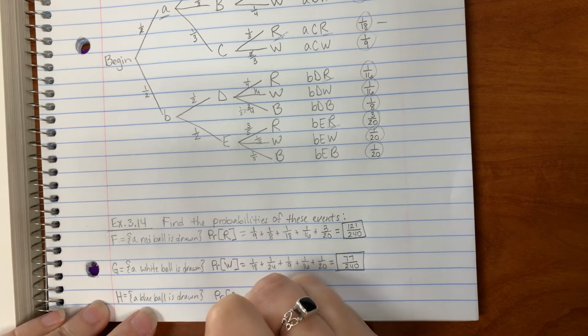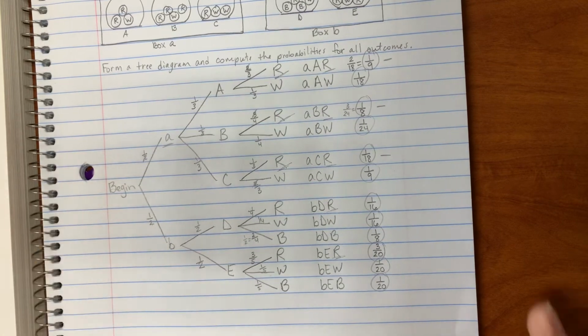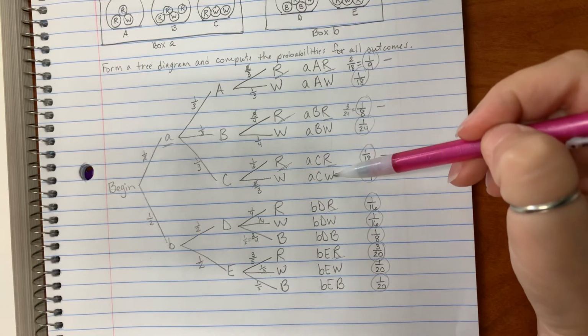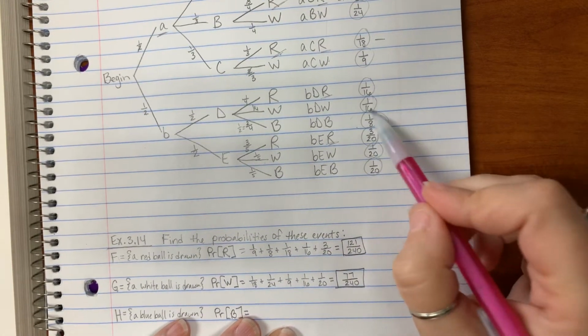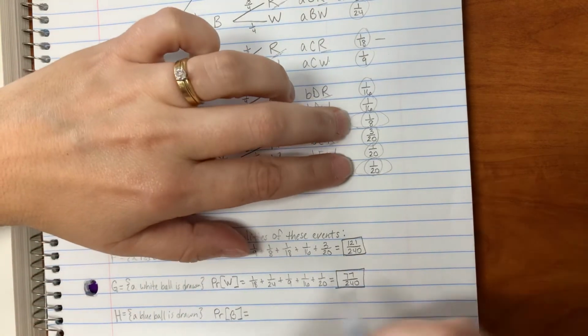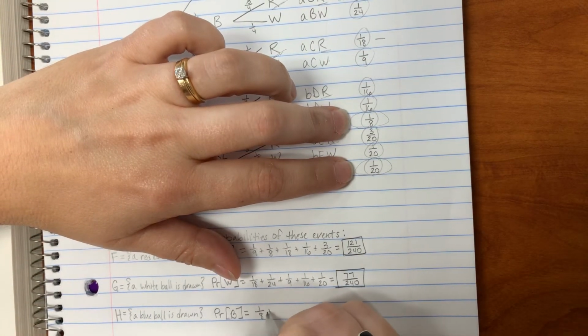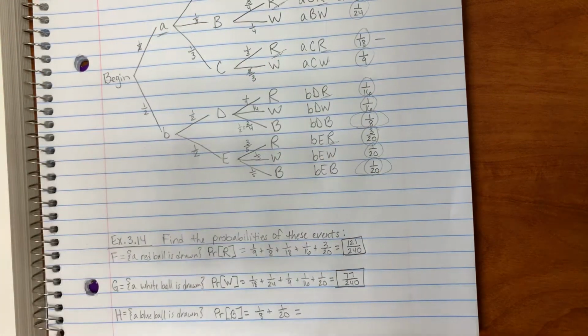Okay, last one, probability of blue. The good thing about blue is there's none up here because blue wasn't an option in box A. So the only place where we have to worry about it is right here and right here, blue and blue. So 1/8 plus 1/20. And again, you'd have to get a common denominator.